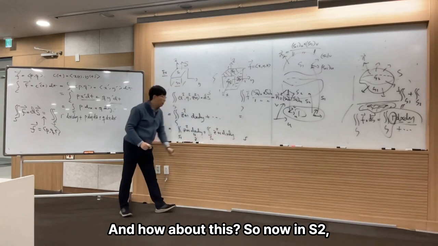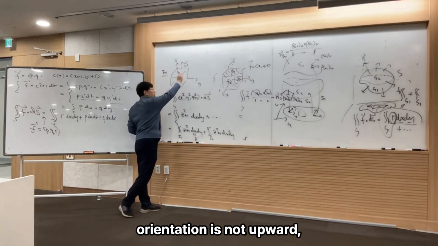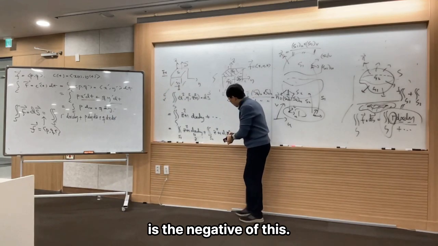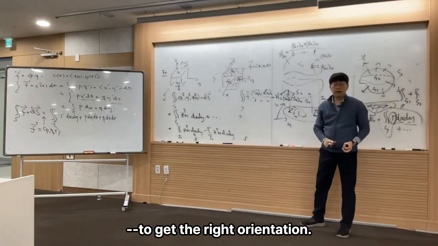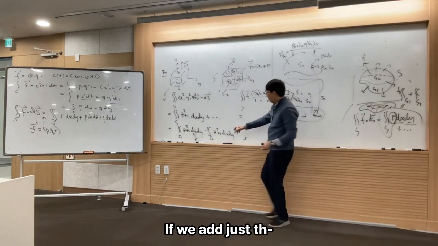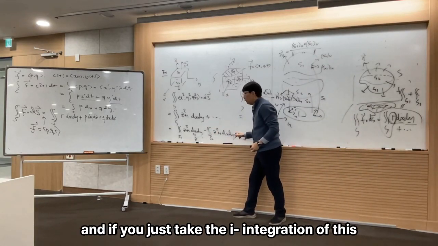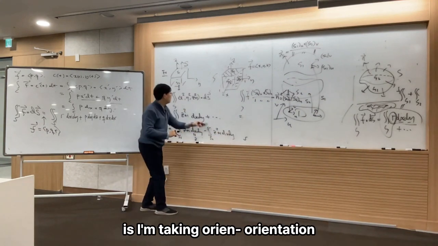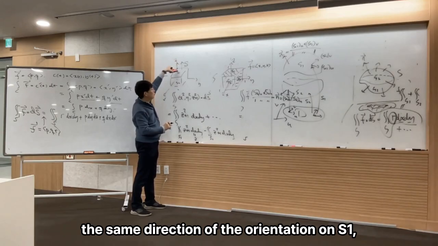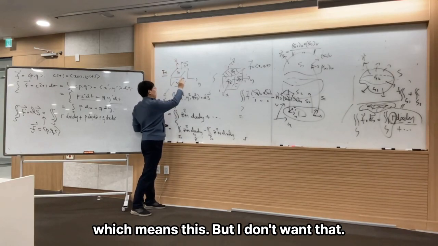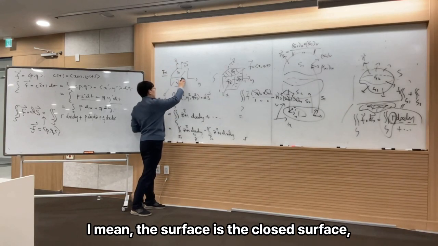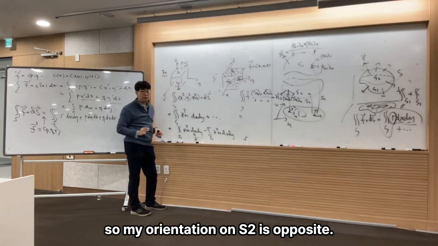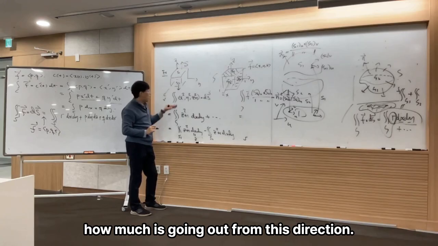And how about S2? Now in S2, the orientation is not upward, we are going downward. So what we really need is the negative of this to get the right orientation. If you just take the integration and add them up, then what I'm actually doing is taking the same orientation as on S1. But I don't want that. The surface is a closed surface, the entire cubic surface. So my orientation on S2 is opposite, so I want to integrate how much is going out in this direction.